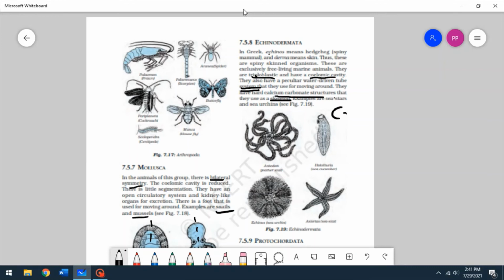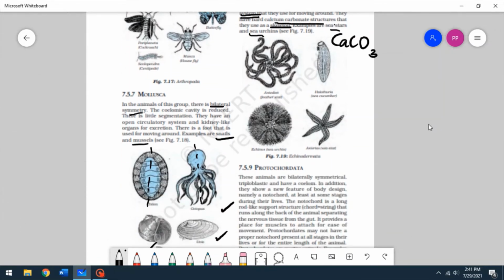calcium carbonate, and you're supposed to tell me that the formula for calcium carbonate is CaCO3, because you were supposed to have that known in chemistry. Alright, that is how I want you to connect. When I say calcium carbonate, you're supposed to say, oh, CaCO3. That means you are familiar with chemistry. Alright, and examples of echinoderms are sea stars and sea urchins. Alright, and so there are a few diagrams here.